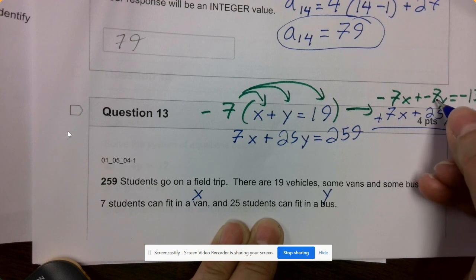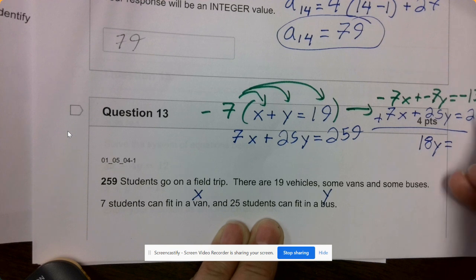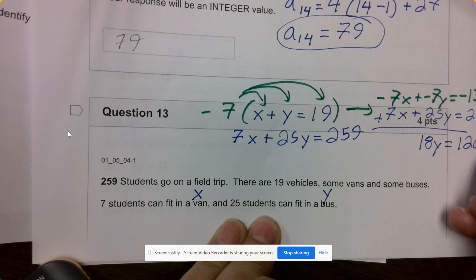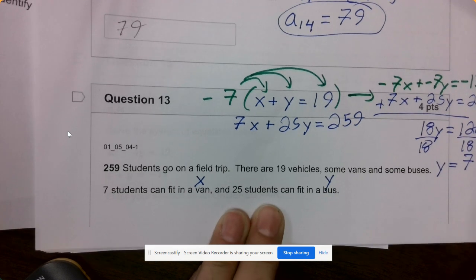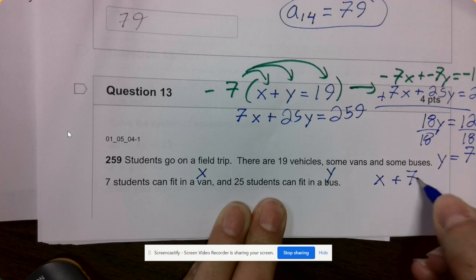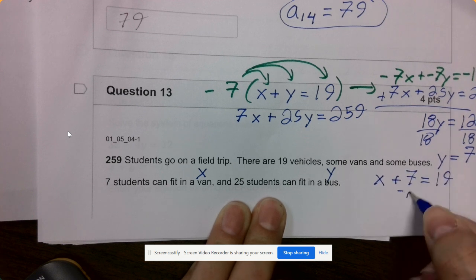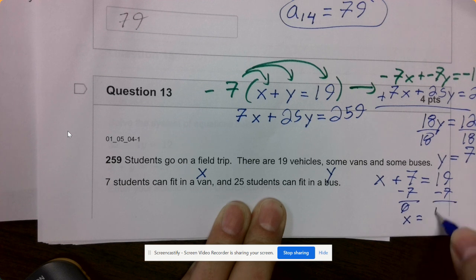Okay, so -7 plus 25 is going to give us 18y. -135 plus 225 is going to give us 126. Divide that by 18, and we get 7. Okay, I'm going to plug this back in. So x plus 7 is equal to 19. So there's 7 buses, and there's going to be 12.